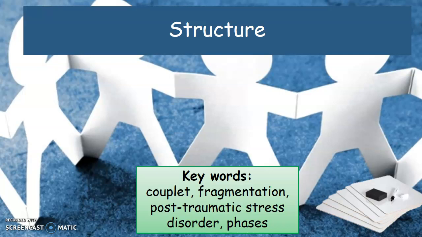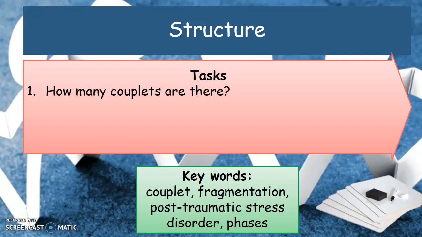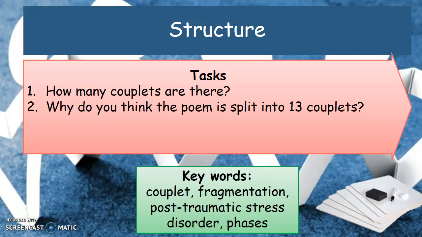So thinking about structure, grab a scrap piece of paper and I want you to have a go at answering these questions. So number one, how many couplets are there? Okay, hopefully you figured out there are 13. Why do you think the poem is split into 13 couplets?